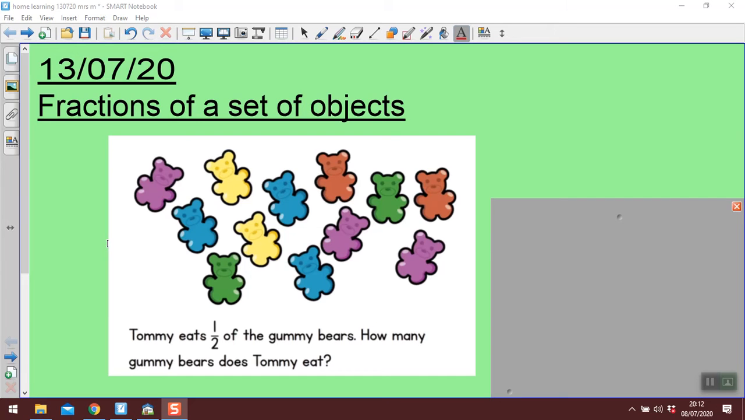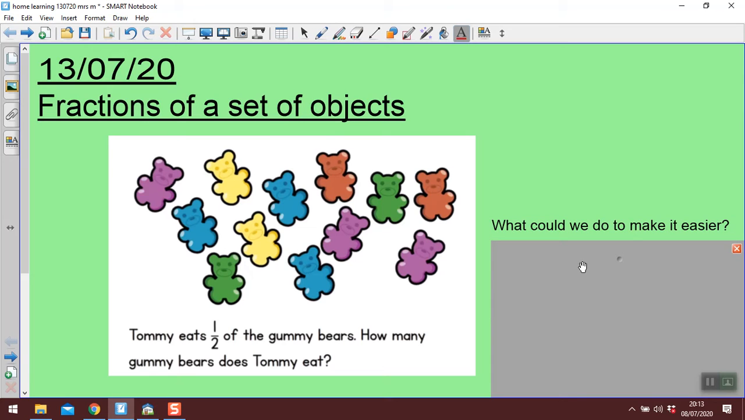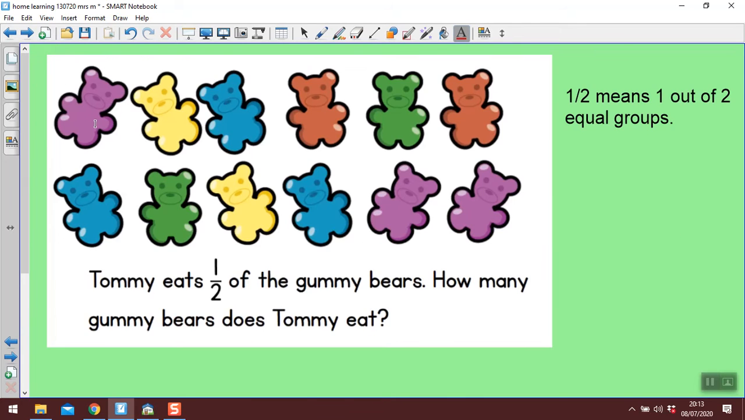Now before we start finding half, what could we do to make it easier to find half? That's right, we could arrange them into 2 equal groups, because 1/2 means 1 out of 2 equal groups. So if they're in 2 equal groups, we can just have a look at one of those equal groups. So Tommy eats 1/2 of all the gummy bears. How many gummy bears does Tommy eat? One group out of a possible 2 groups. So it's 1, 2, 3, 4, 5, 6 gummy bears.